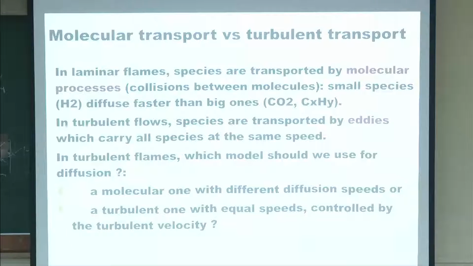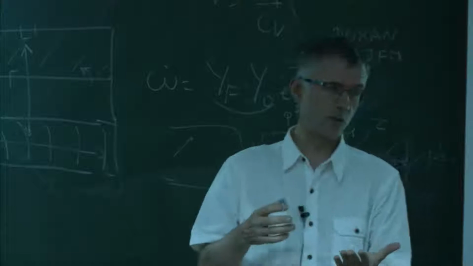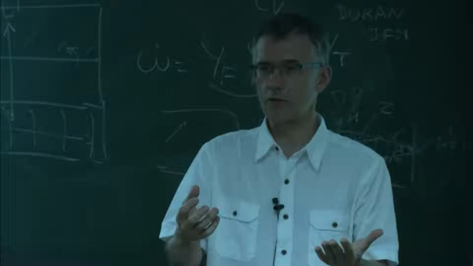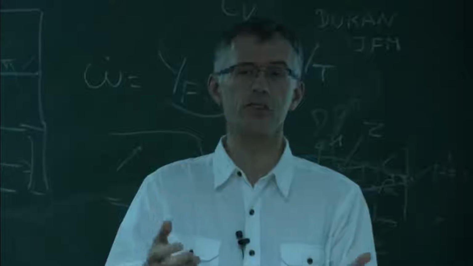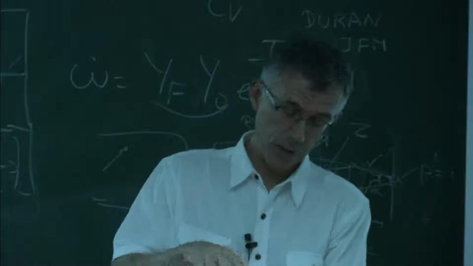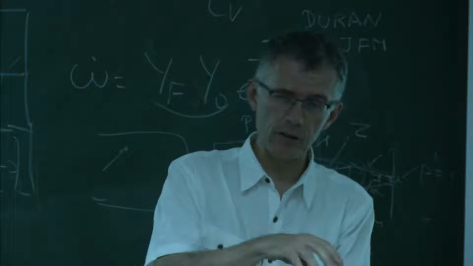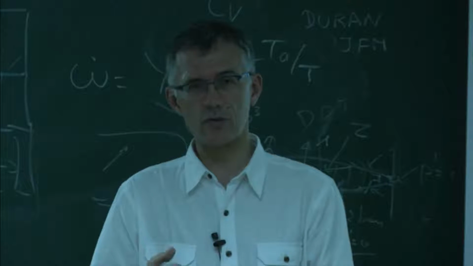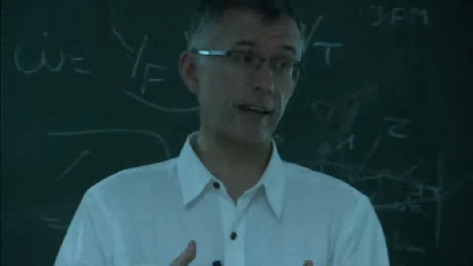So this is what I just said. If you want to model a turbulent flame, which Lewis number should you use? The molecular one, or should you use some kind of turbulent Lewis number? If you believe that species are transported by vortices, that means really that everyone is transported in the same way, and you should use unity Lewis numbers for everyone. Okay? If you believe that the species are transported by molecular diffusion, then you should use a different Lewis number for each species, and they can be very different.